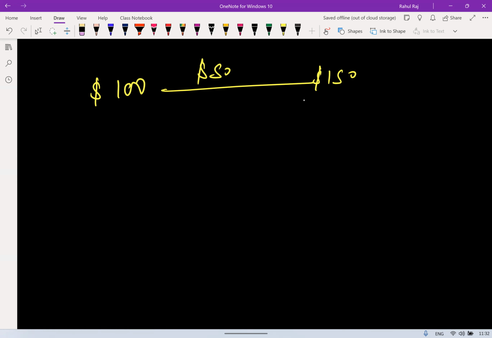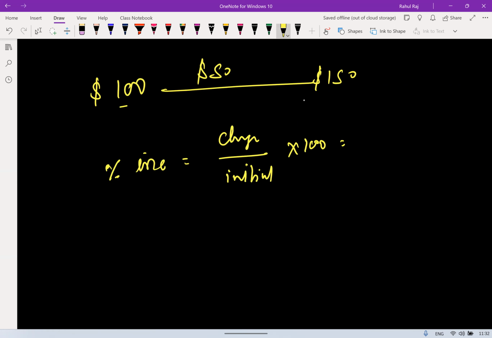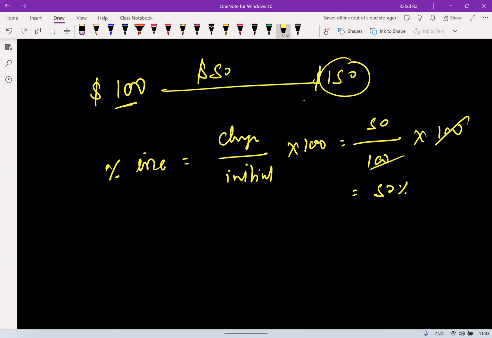Percentage increase is calculated by the formula change by initial into 100. So what is the change? From 100 to 150, you have a change of $50. 150 minus 100 is the change. By initial, that is $100, into 100. It means now you have 50% more money than what you had.